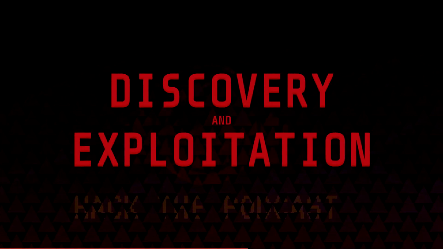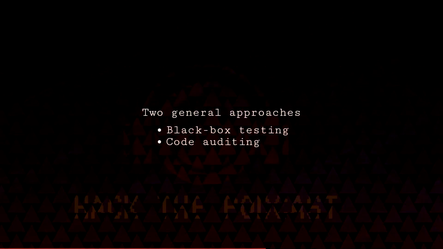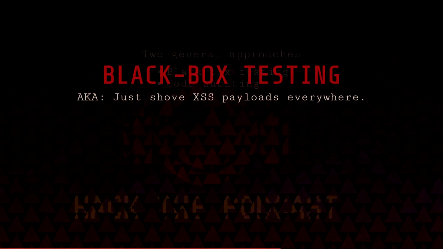So now let's get to the good bits. How do we find it? There are two general approaches. There's black box testing, which is probably what you're familiar with, just inserting text into stuff, and there's code auditing, which is going into depth with the code.